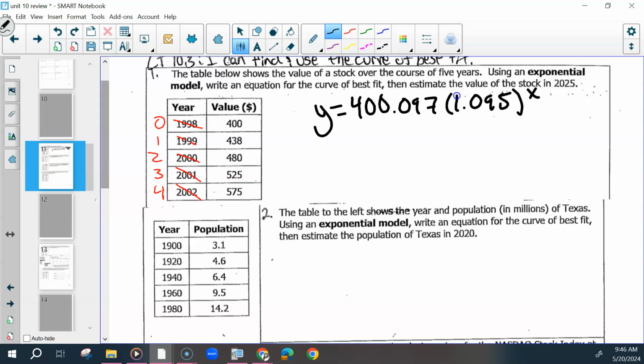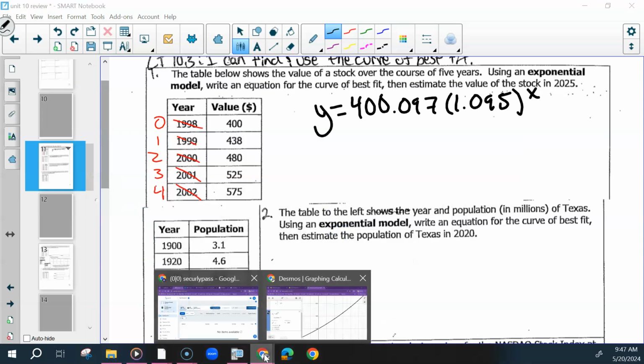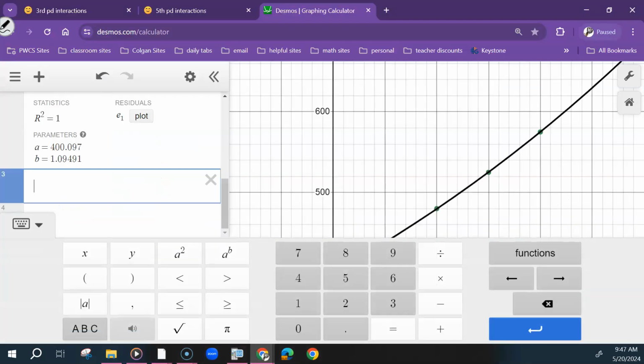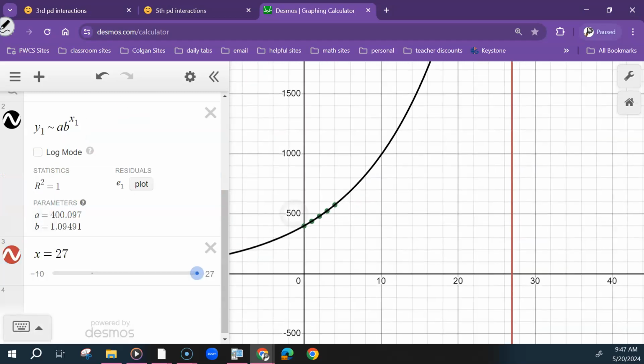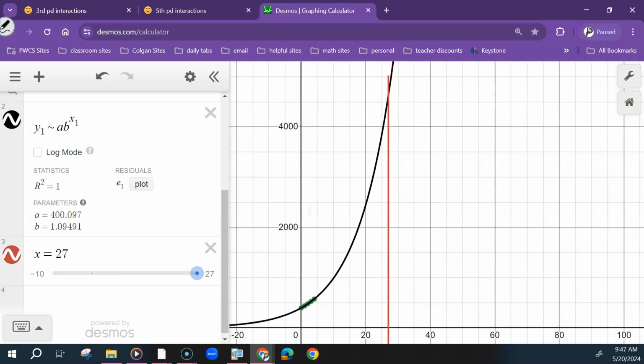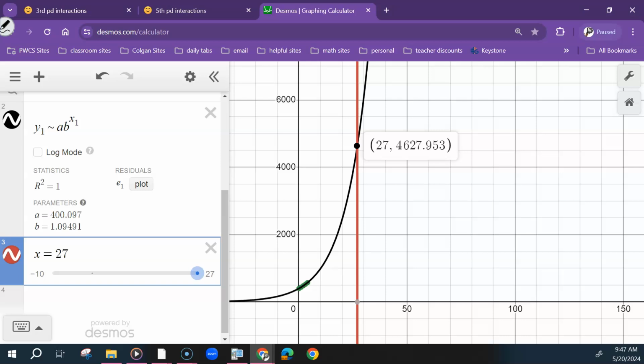And then estimate the value of the stock in 2025. So we have to figure out how many years has it been from 98 to 25. You could subtract that or keep counting, but it should be 27. And then you would type in x equals 27, and find where those two lines cross. And that would be our answer. 4,627.95.